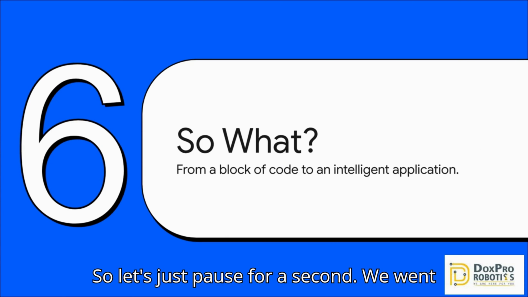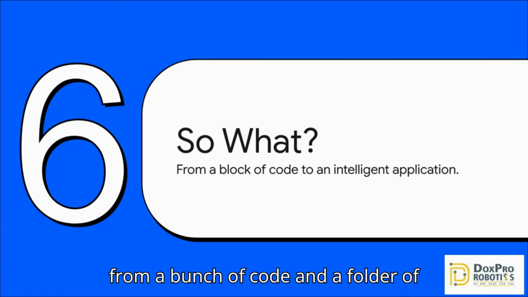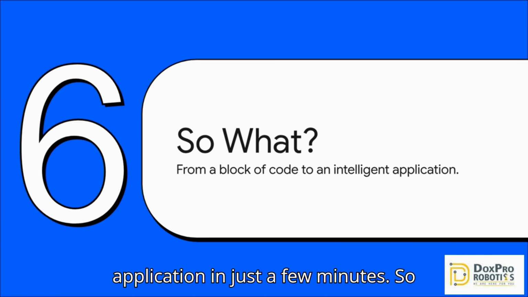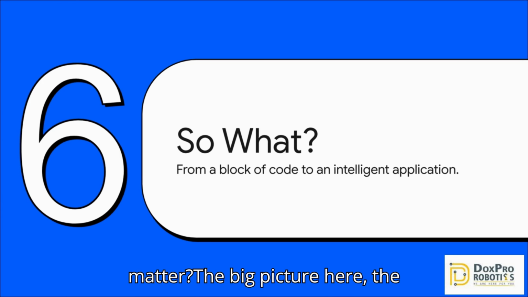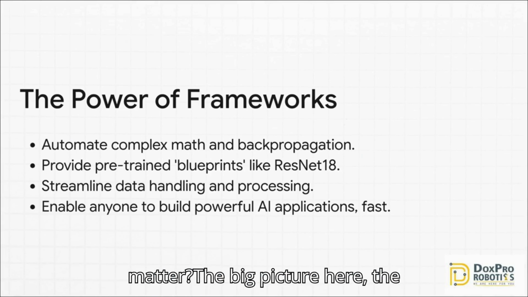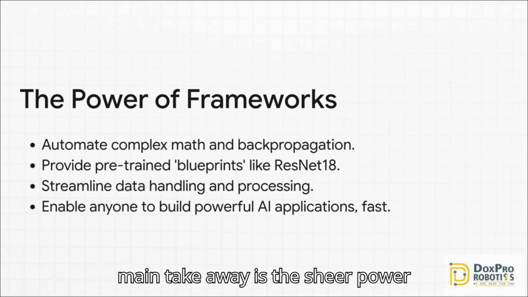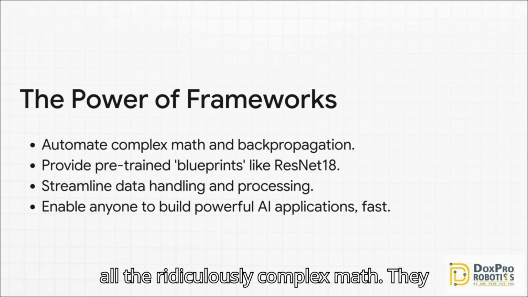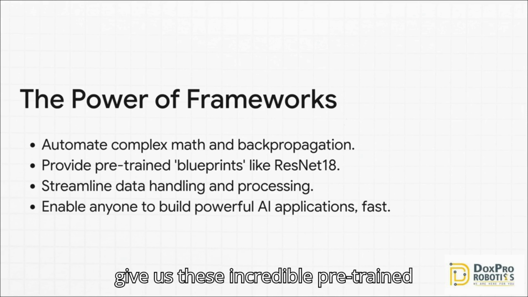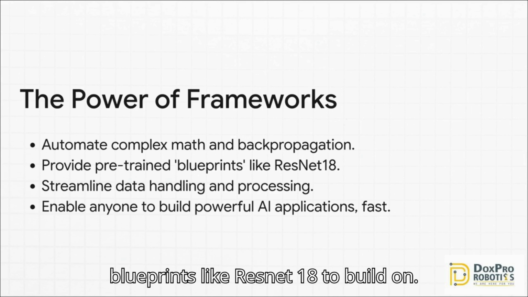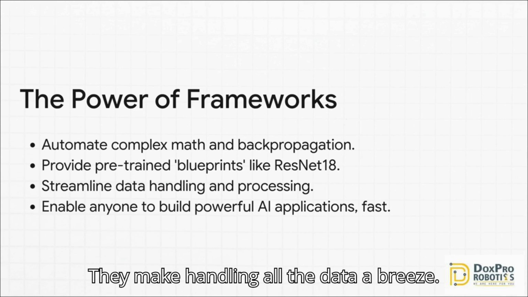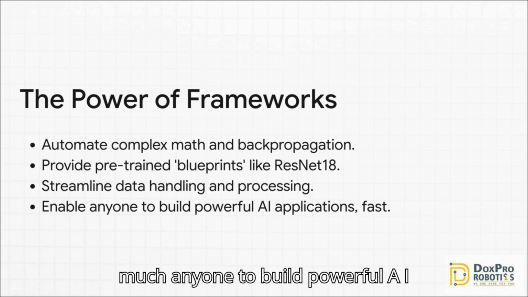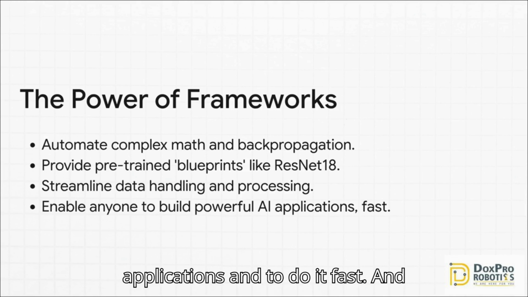So let's just pause for a second. We went from a bunch of code and a folder of pictures to a genuinely intelligent application in just a few minutes. So, what does this all mean? Why does this matter? The big picture here, the main takeaway, is the sheer power of frameworks like PyTorch. They automate all the ridiculously complex math. They give us these incredible pre-trained blueprints like ResNet 18 to build on. They make handling all the data a breeze. And what that means is it enables pretty much anyone to build powerful AI applications and to do it fast.